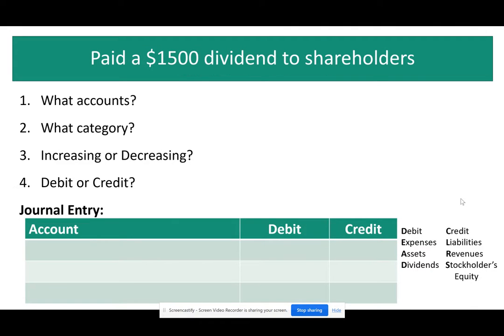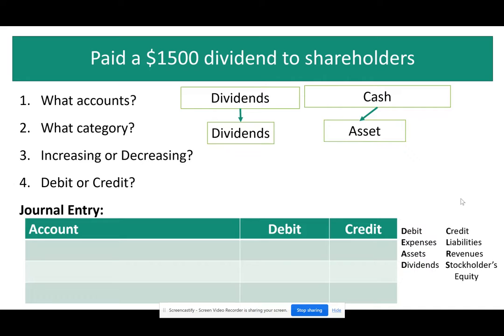Here we're paying a $1,500 dividend to our shareholders. So what are our accounts here? Cash and dividends. We are paying something, so that's cash. And when we pay out dividends, we call it dividends. And dividends is kind of its own little category down here in our debit colors for now. Cash is an asset. We know that one. Now, when we pay dividends, that increases that dividends account because it's tracking how much dividends have been paid out. We are using cash, so we're decreasing that asset.